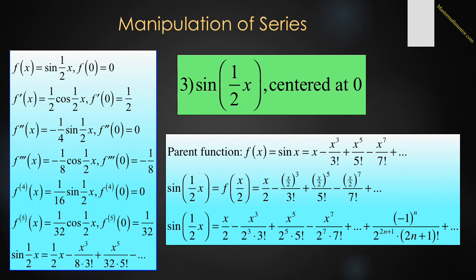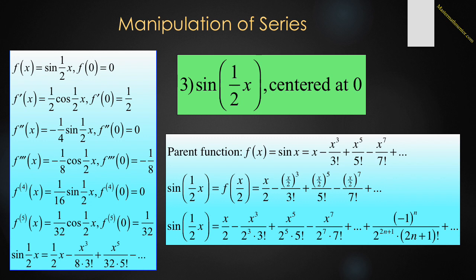Since this is a sine function, we will define our parent function as f of x equals sine of x, which we know is x minus x cubed over 3 factorial, plus x to the fifth over 5 factorial minus x to the seventh over 7 factorial, plus dot dot dot. So if that is f of x, then sine of 1/2 x can be written as f of x over 2. And what we then do is replace in our parent function every x with an x over 2.